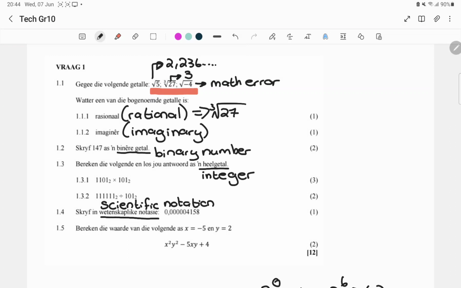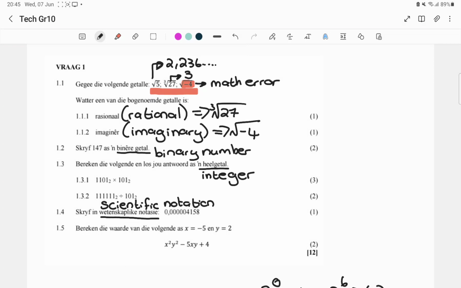Then my second question asks me which of these numbers is imaginary. So imaginary means it does not really exist. It's usually when your calculator gives you a math error. So looking at my options, I can definitely see that this one here gave me a math error. So the answer here would be the square root of -4. So wanneer ook al jy vra vir 'n imaginêre getal, dan weet jy dis gewoonlik 'n getal wat vir jou 'n math error gegee het as jy met jou sakrekenaar getik het.